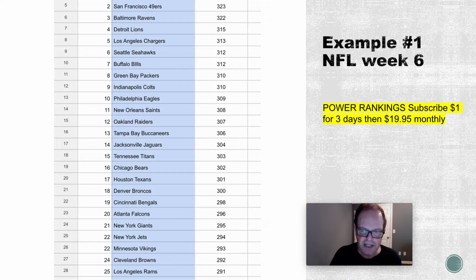There are two parts to handicapping. I don't handicap games based on that alone, and I just wanted to disclose that. I also use situational angles as well. But let's look at my power rankings for this past weekend.